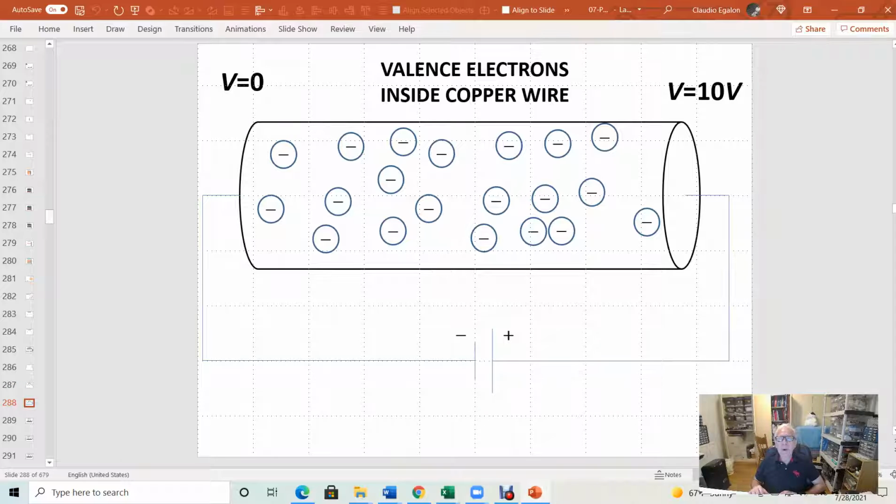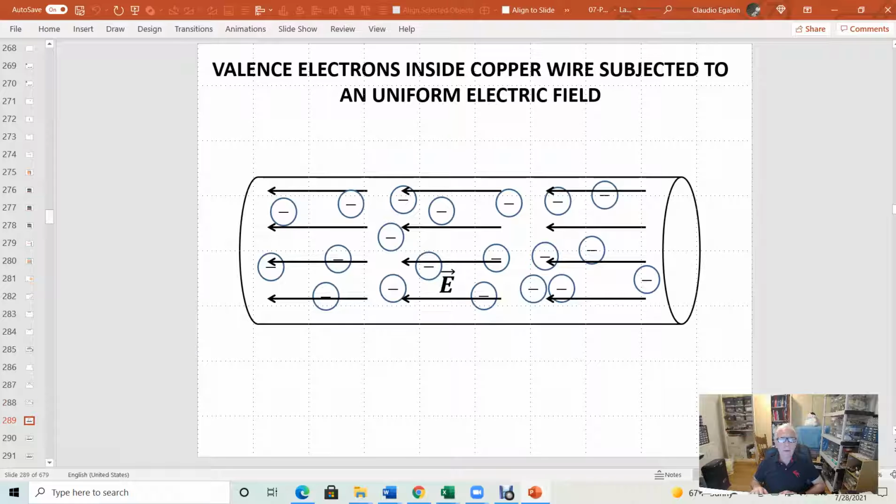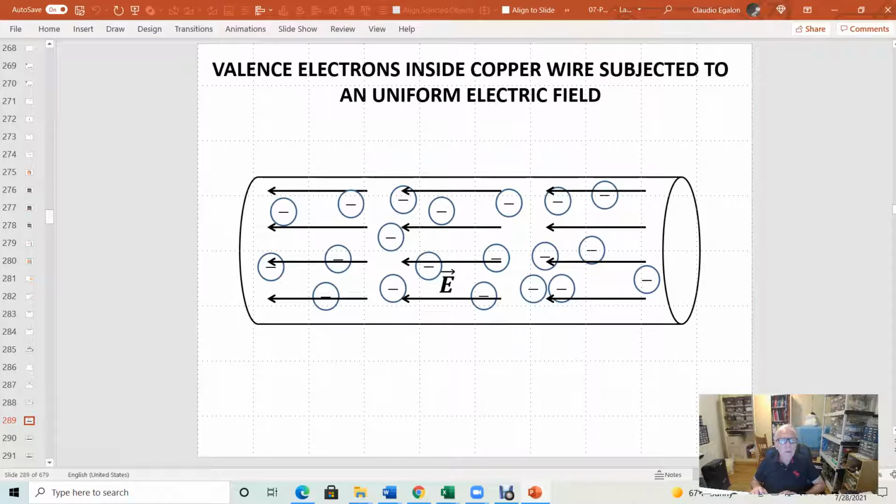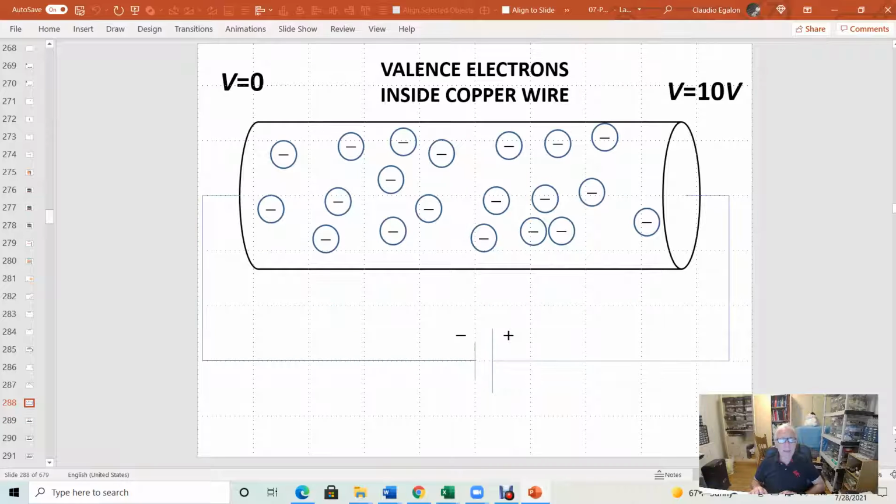When we connect this copper wire to a battery, that's the symbol of a battery, and that's what we did before in the previous experiment, the electrons inside the copper wire start moving. There you go. First, what happens when you connect the battery? I've got to put my battery there. Here you go. That's the conceptual idea that you have to have in mind.